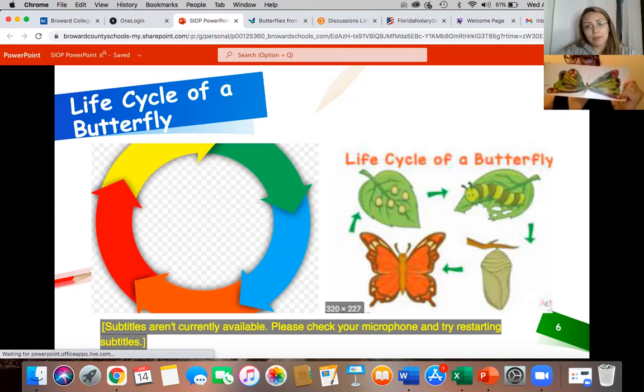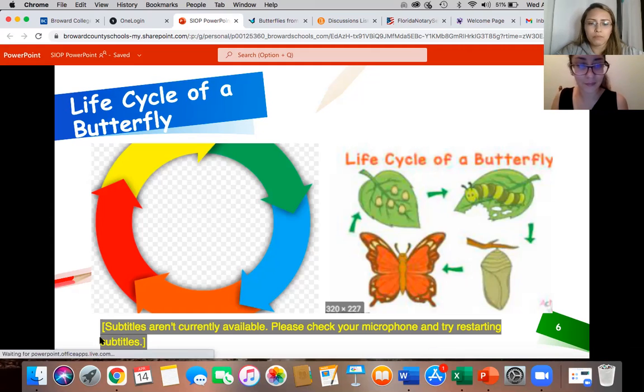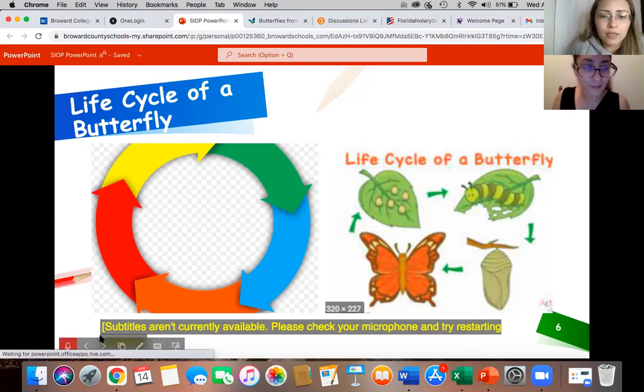Now, what happens with this life cycle is that beautiful adult butterfly will eventually lay some eggs again, and the cycle will repeat itself. Okay? So we'll do the eggs again, the caterpillar, the pupa, and then the beautiful butterfly. Okay, so if you don't mind, just switching to the next slide.